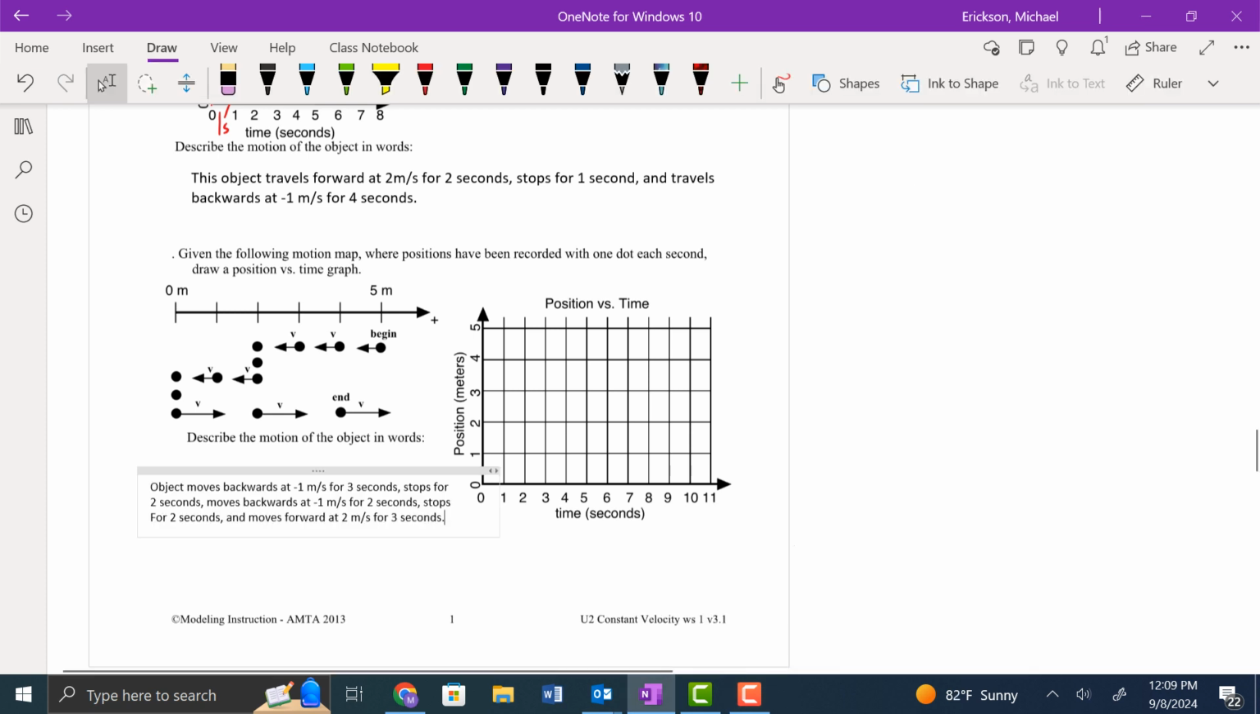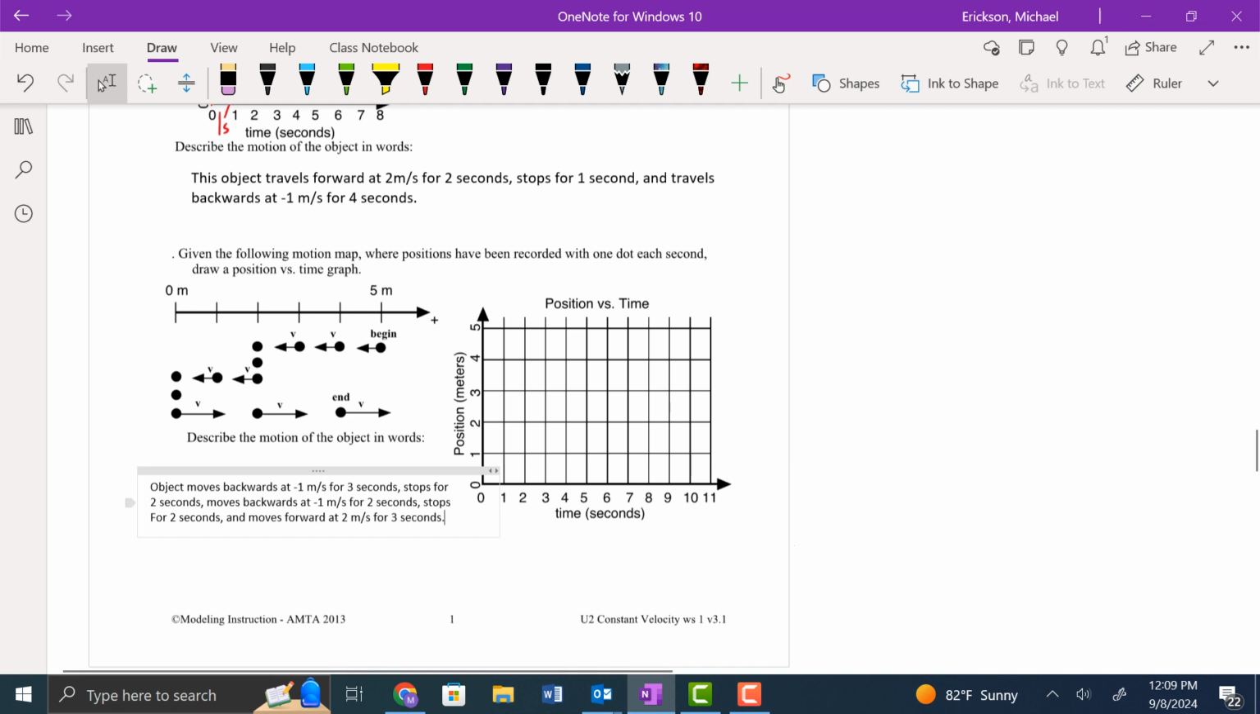All right, so hopefully y'all had some time. I actually even wrote out the description here. Very dry again. Object moves backwards at negative 1 meters per second for 3 seconds, stops for 2, moves backwards at negative 1 meters per second for 2 seconds, stops for 2 seconds again, and moves forward at 2 meters per second for 3 seconds.